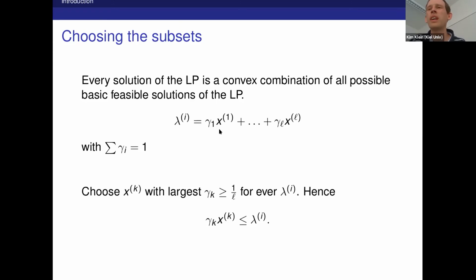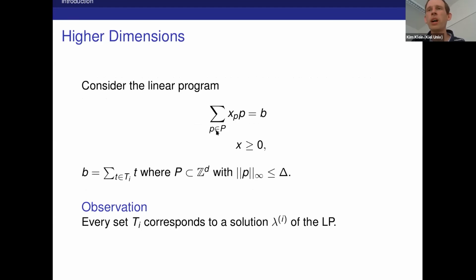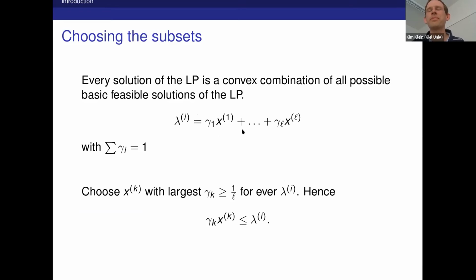And we know that the number of basic feasible solutions of the LP is not too large, it's only parameter. Why? Because we have a bounded number of variables, which only depends on delta to the power of d, and we have only d many constraints. So the number of possible basic feasible solutions is just parameter. It's exponential, of course, but it just depends on the parameter. And then we're just picking that basic feasible solution with the largest coefficient in the convex combination.